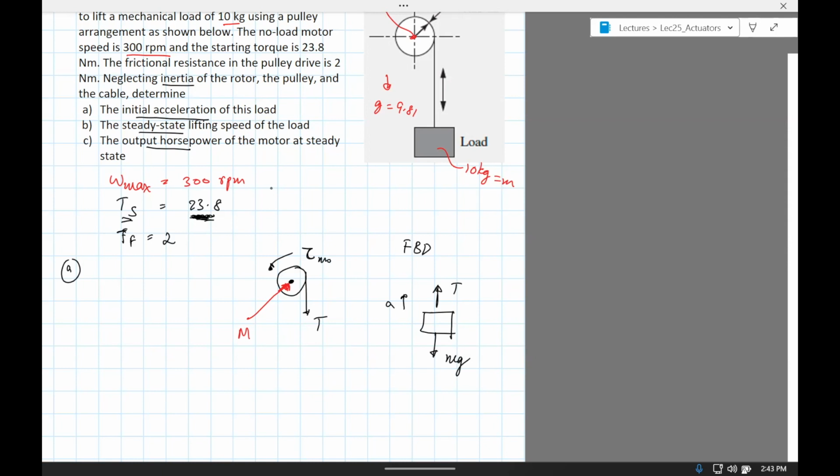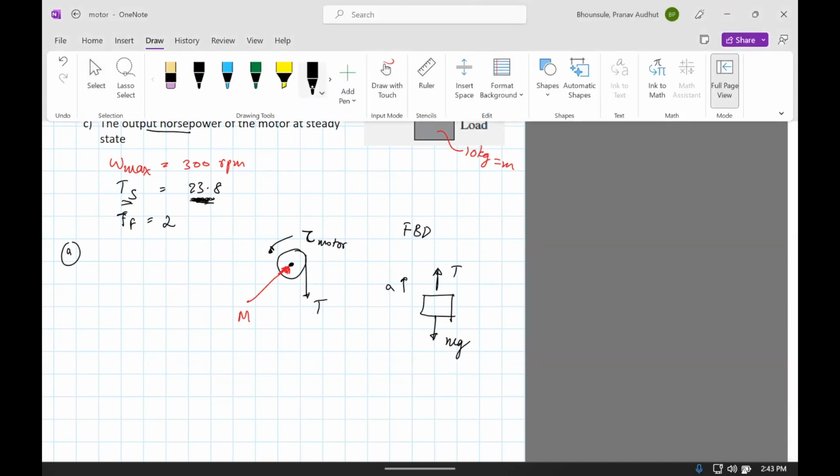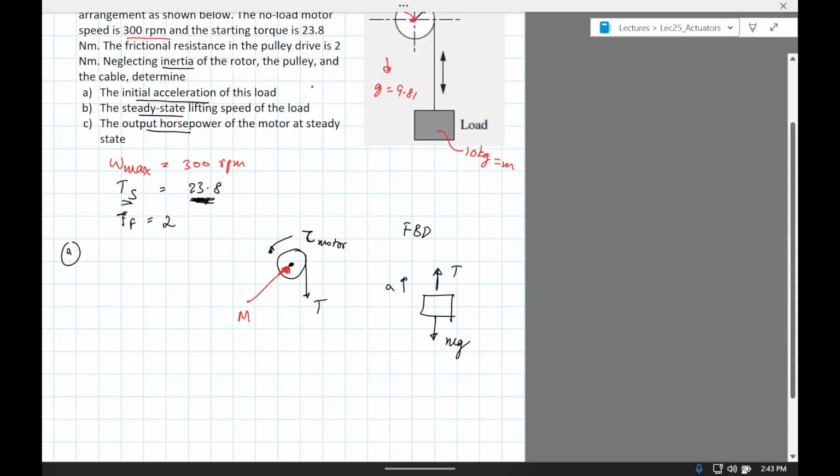Okay, this is the motor torque. Now what we can do is find the motor torque. It's going to be the starting torque, obviously, but because of friction, we can't get the complete torque. So TS minus TF.